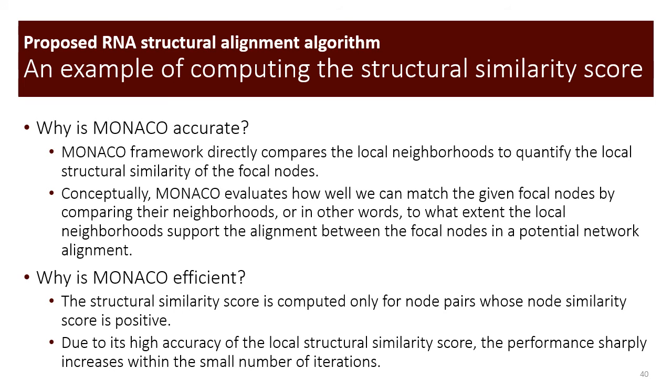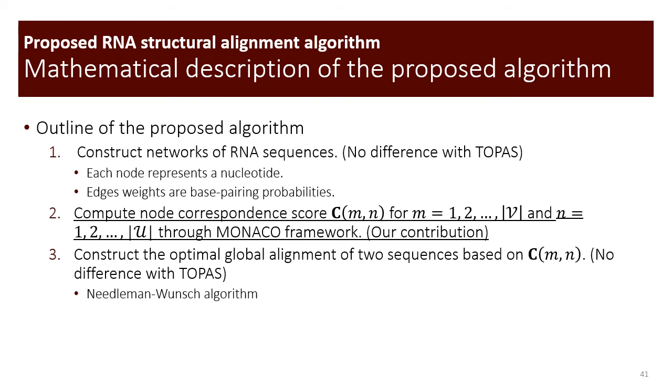Monaco is also very efficient. The structural similarity score is computed only for node pairs whose node similarity score is positive. And due to the high accuracy of the local structural similarity score, the performance sharply increases within a small number of iterations. In this case, we used only 5 iterations. Let me skip these slides. For those who are interested in Monaco, please refer to the manuscript.